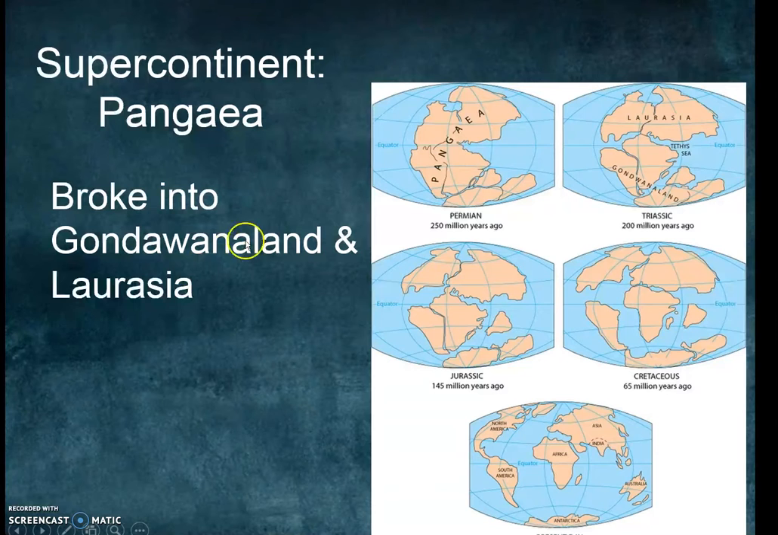So the supercontinent Pangaea has broken up over the past, I think, about 300 million years. So Pangaea started off as all of the continents connected together, broke into 2 continents called Laurasia and Gondwanaland, and then they continued to drift for the next 200 million years into their current locations. So the theory of continental drift also tells us that.